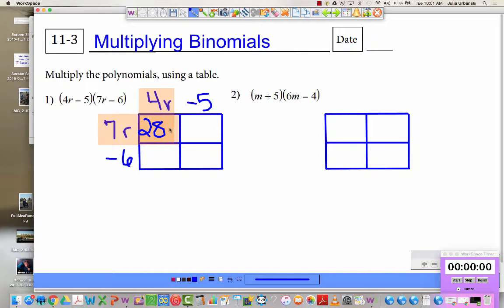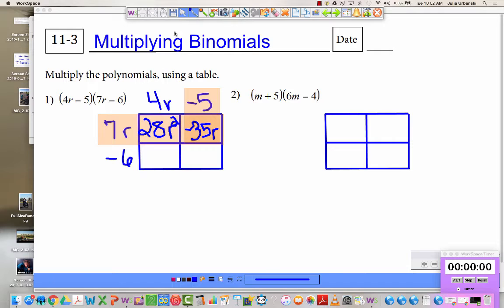Good, 28r squared. R times r. Then you have to do this one. Negative 5 times this one. And what do we get for that one? And then just an r. Good. Negative 35, and then just an r. Negative 7 times, positive 7 times negative 5.